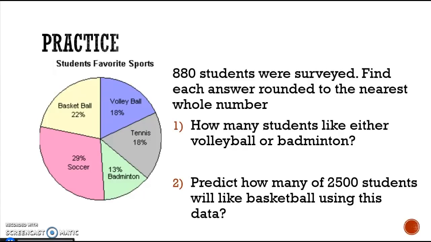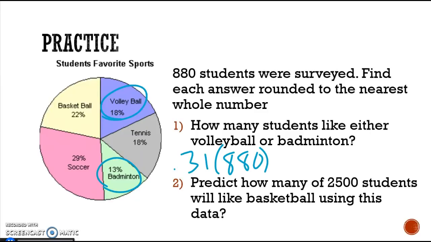Okay, so this survey is about students' favorite sports. There are 880 students surveyed, and we are going to round each answer to the nearest whole number. The first question, how many students like either volleyball or badminton? If we add up volleyball and badminton, that is 31%, which is 0.31. We're going to multiply that by 880. This is going to give us an answer of 272.8, which when we round it is 273 students.